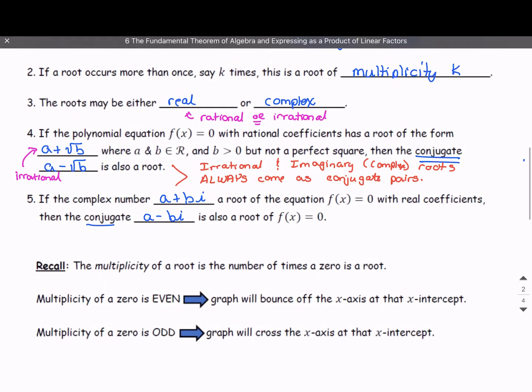All right, and just a couple of things to remember. Remember, the multiplicity of a root is the number of times a 0 is a root, so a multiplicity of 3 means the root happens 3 times. If the multiplicity is even, the graph will bounce off the x-axis. It's tangent to the x-axis at that x-intercept, right? If the multiplicity of the 0 is odd, it's a root of multiplicity 3 or a root of multiplicity 5, it's going to cross the x-axis at that intercept. And if it's a root of multiplicity 1, it's not going to change concavity, but if it's a root of multiplicity 3, it's going to change concavity when it crosses.